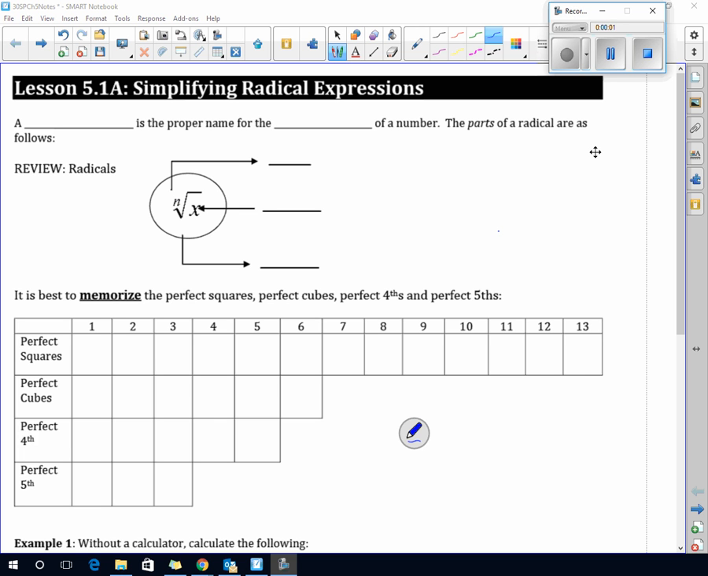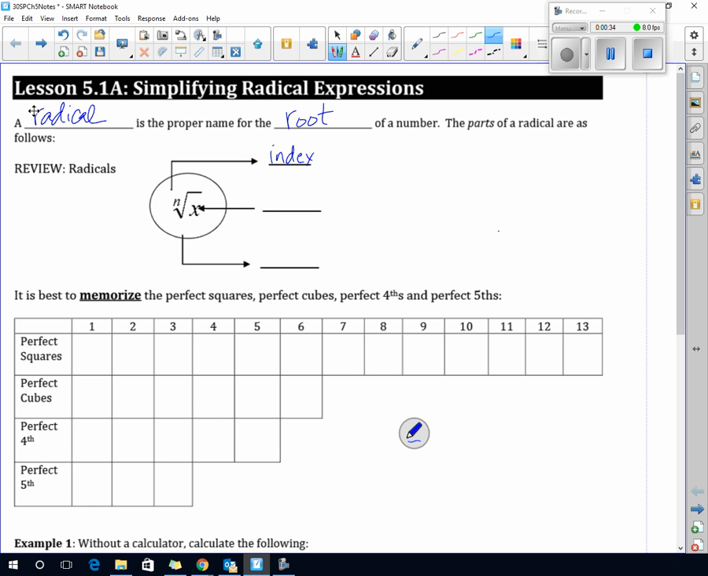Of a number. The parts of a radical are as follows. Okay, does anybody remember this from grade 10? What's the little number called, the little n? Index? What about x when it's inside? Radicand. And then the whole thing together is called the radical.